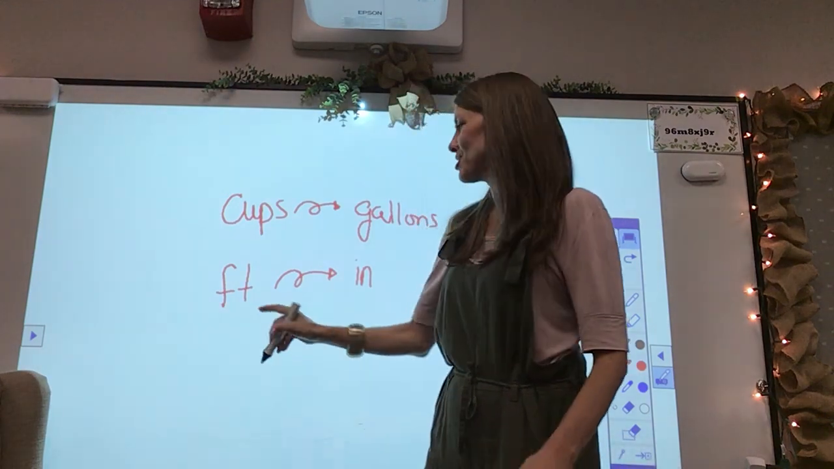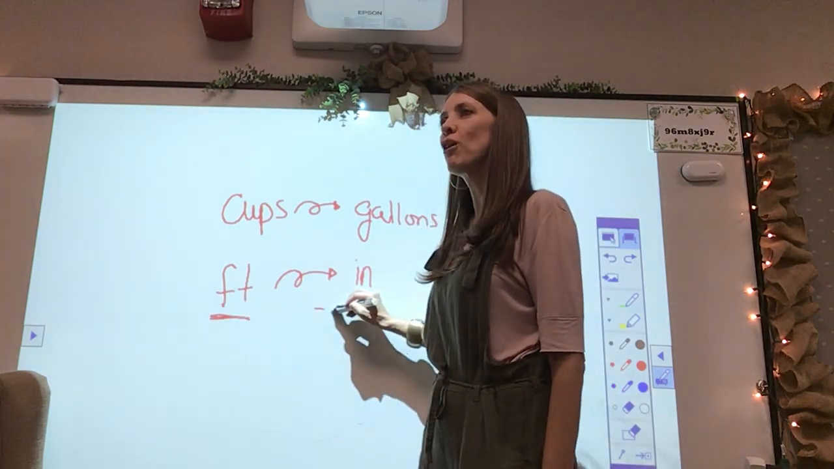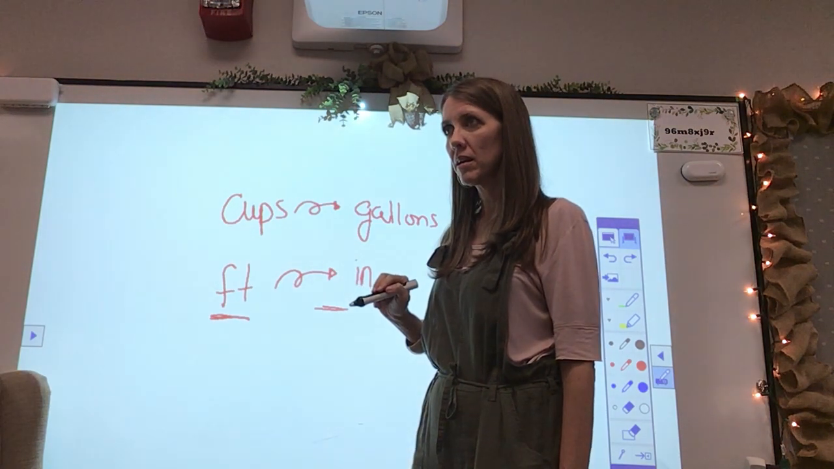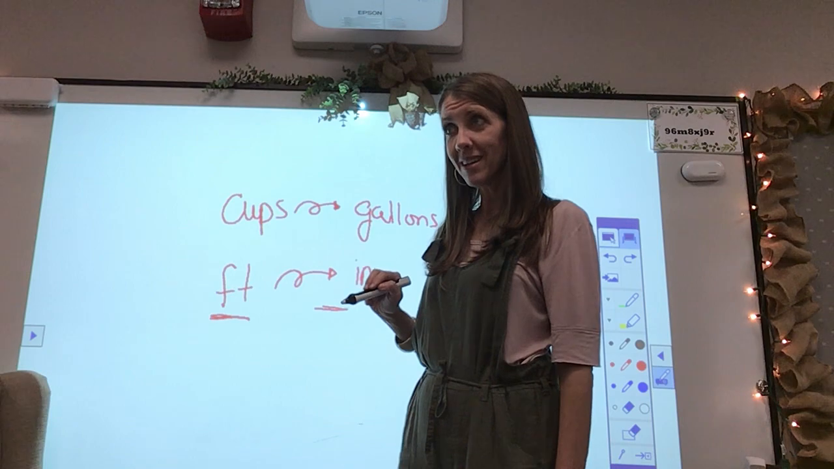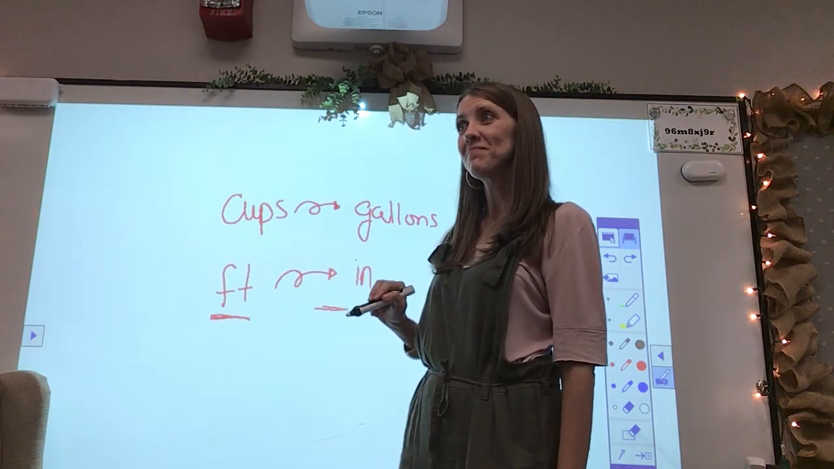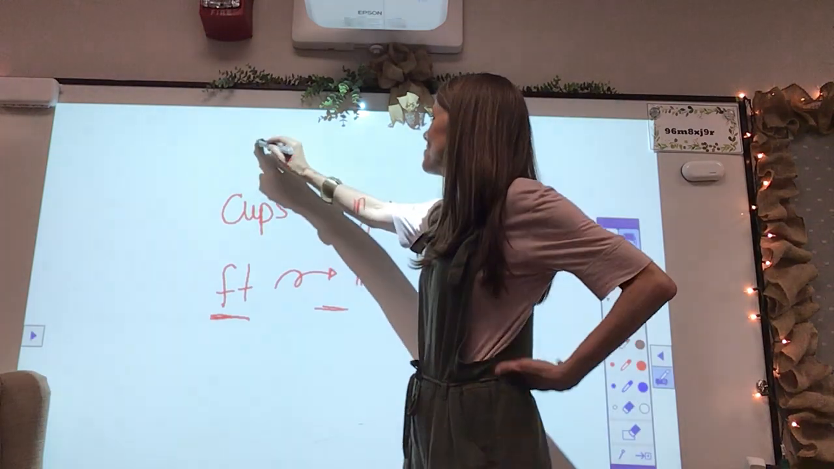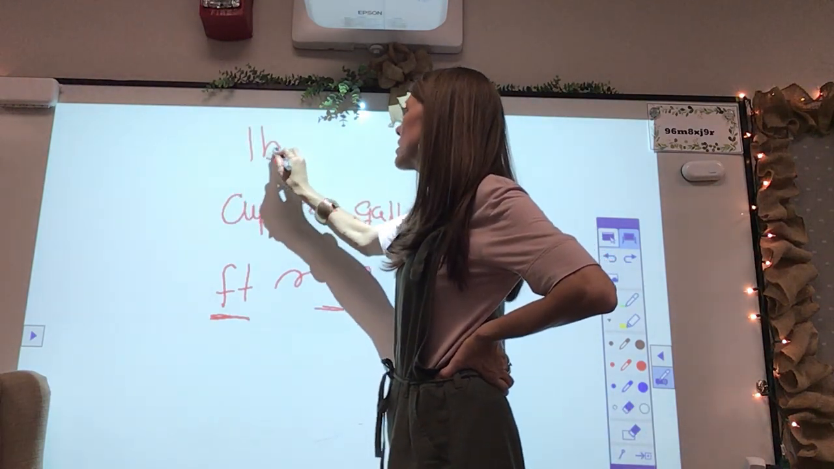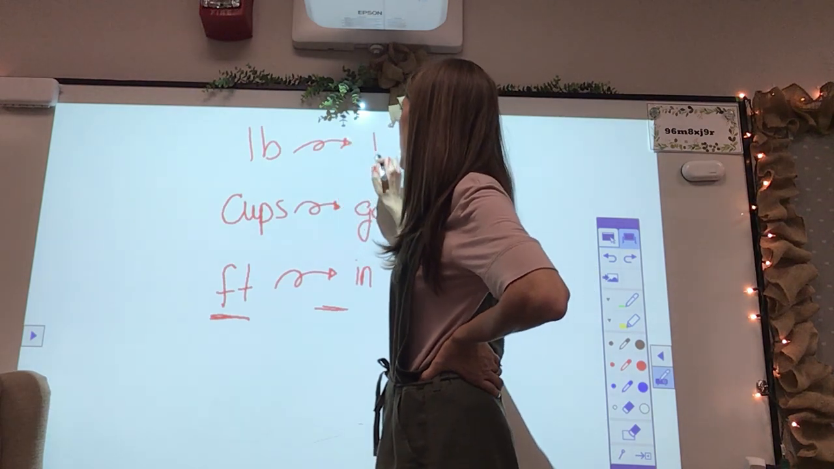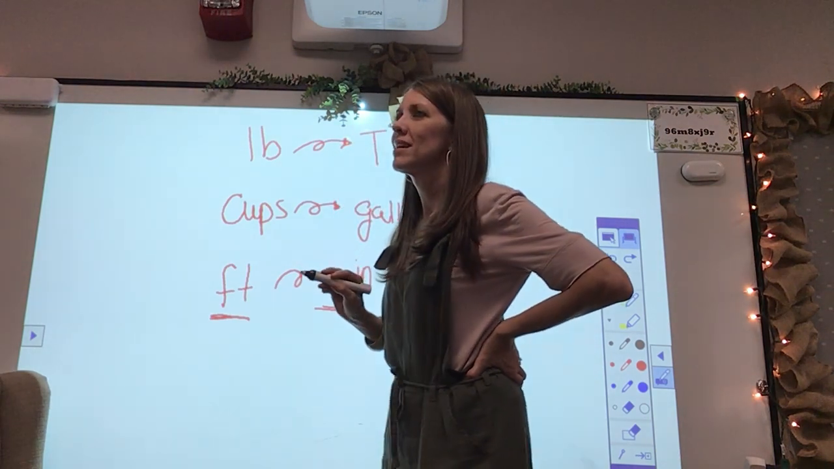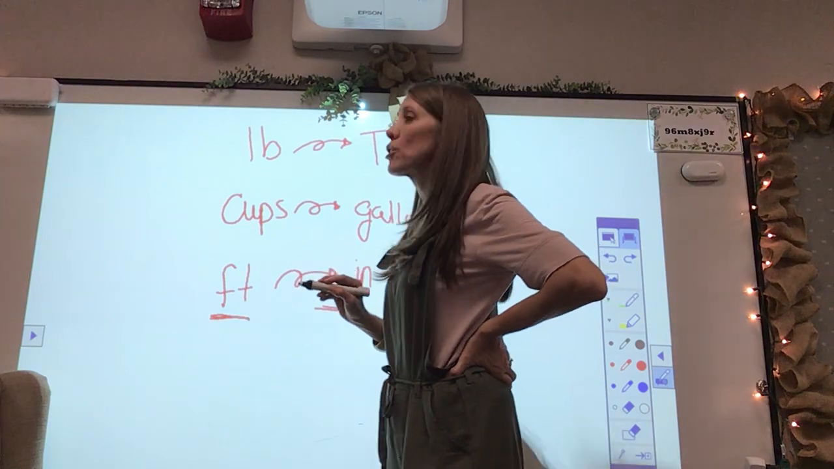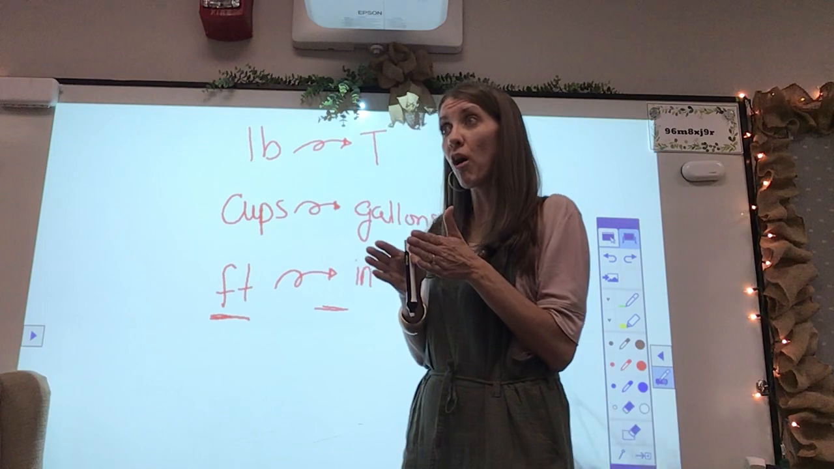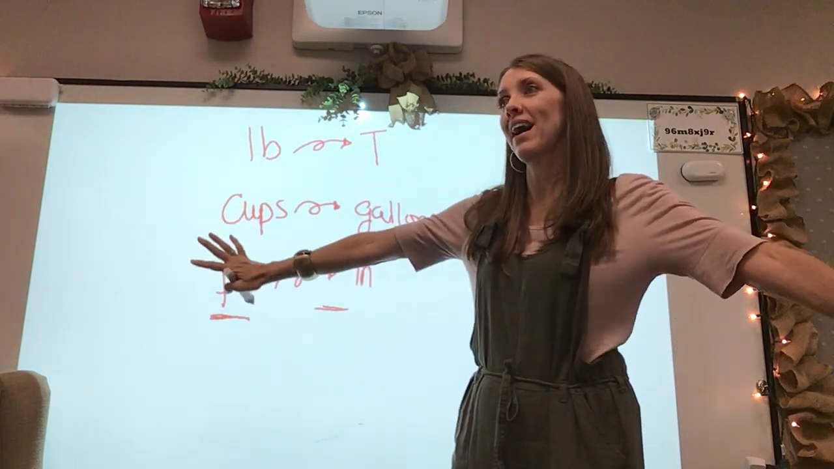If you go from big to small, show me big to small with your arms. Big to small. You what? Multiply. Yep. All right, let's try again. Let's do pounds to tons. So you're going small to big, you divide, right?